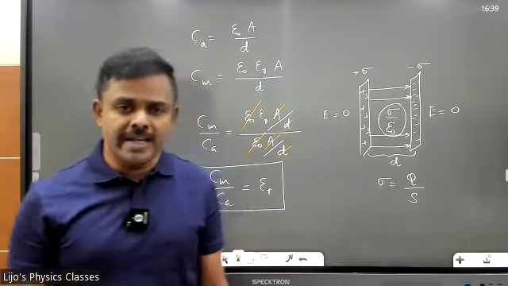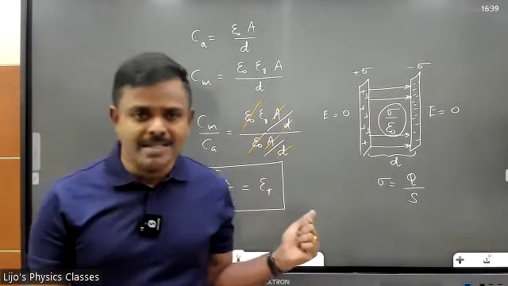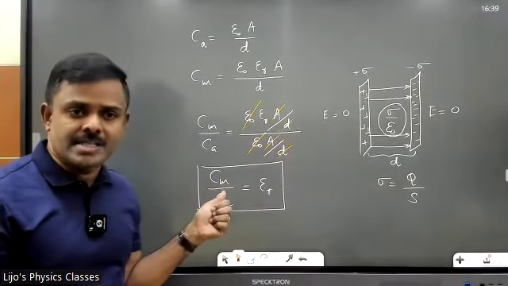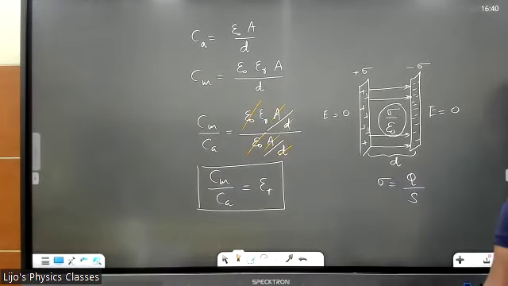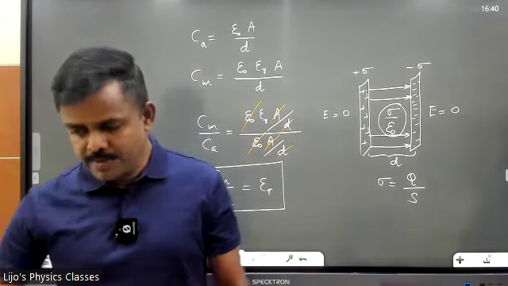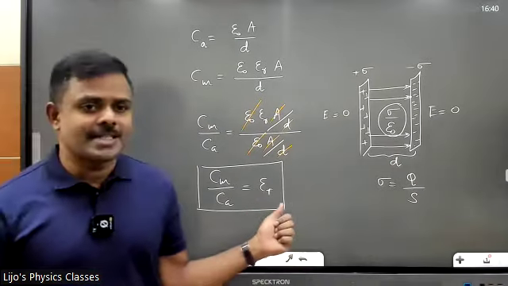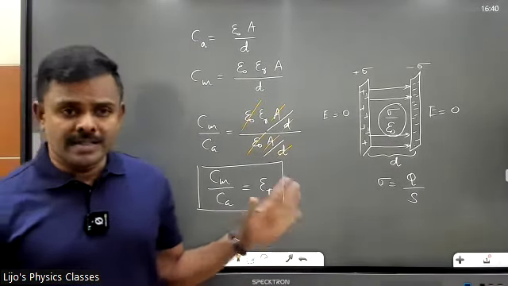Epsilon R is what? Relative permittivity of a medium is the ratio of capacitance of a capacitor with the medium inside to the capacitance with air inside. Basically, it is a ratio, right? Ratio of capacitance with the medium to capacitance with air. This is called epsilon R. Now, this is what we learned so far in the last class.